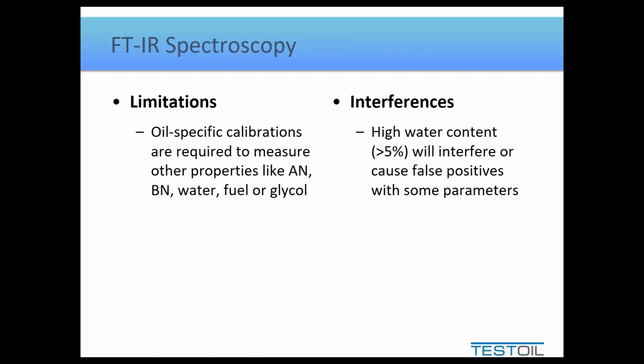Now, the limitation to this test is that if you want to measure certain properties like acid number, base number, water, fuel, or glycol content, you need to build a multi-point calibration curve to do so, meaning that we need at least 5 samples of different levels of whatever parameter you're looking at, and we run them according to normal ASTM testing and run them on FTIR, and then we create a calibration curve, and it will identify anything within that curve. Meaning if you change the oil type or if your values are substantially lower or higher than how we calibrated the instrument, the accuracy is going to suffer.